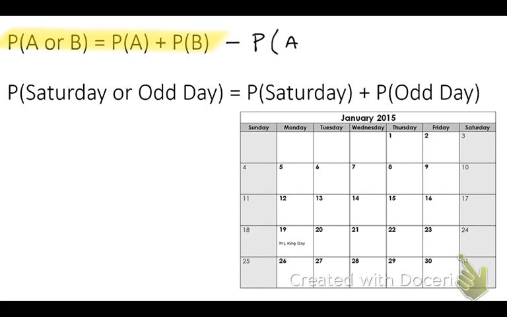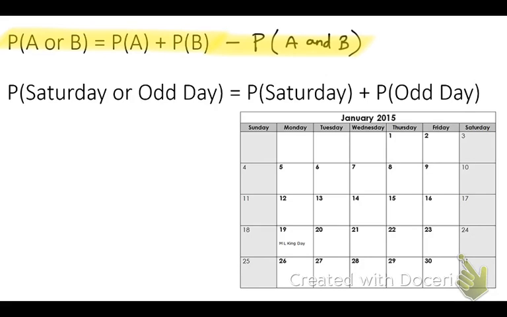So that's probability of A and B. You'd have to take out where they overlap if they're not mutually exclusive. And this example we're about to do right now is an example of that. Because these things are not mutually exclusive, we'll have to take away where they overlap.